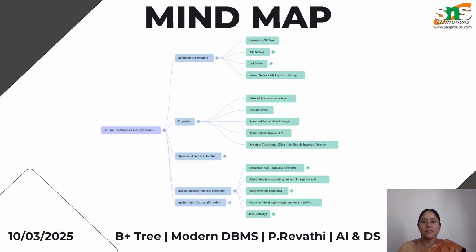To summarize, let's recall the key points in our mind map. Structure: internal and leaf nodes with linked leaves. Advantages: fast search and range queries. Design thinking: empathy-driven solution for efficient data retrieval. Applications: used across databases, file systems, and search engines. Future: adaptive, encrypted, and distributed B plus trees. B plus trees truly bridge the gap between performance and scalability.